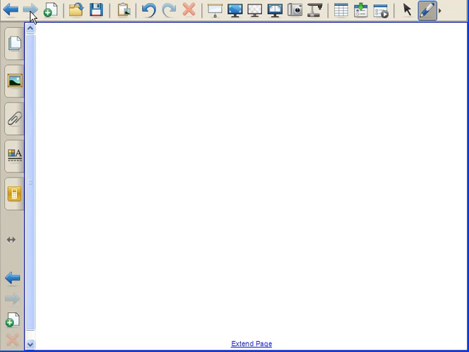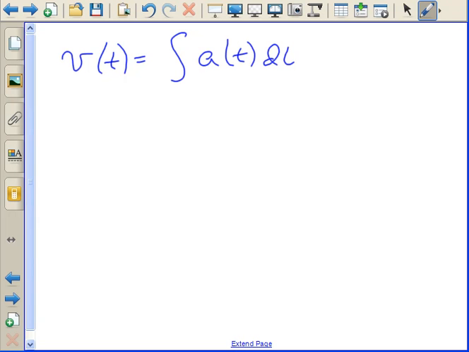So let's look at what we know. If we remember back from when we did derivatives, we started with a position function, and when we took the derivative of the position function, we got velocity. And then when we took the derivative of velocity, we got acceleration. So here we're working backwards. Velocity is going to be the integral of the acceleration function with respect to time. And our height function, our position function, will be the integral of velocity with respect to time.